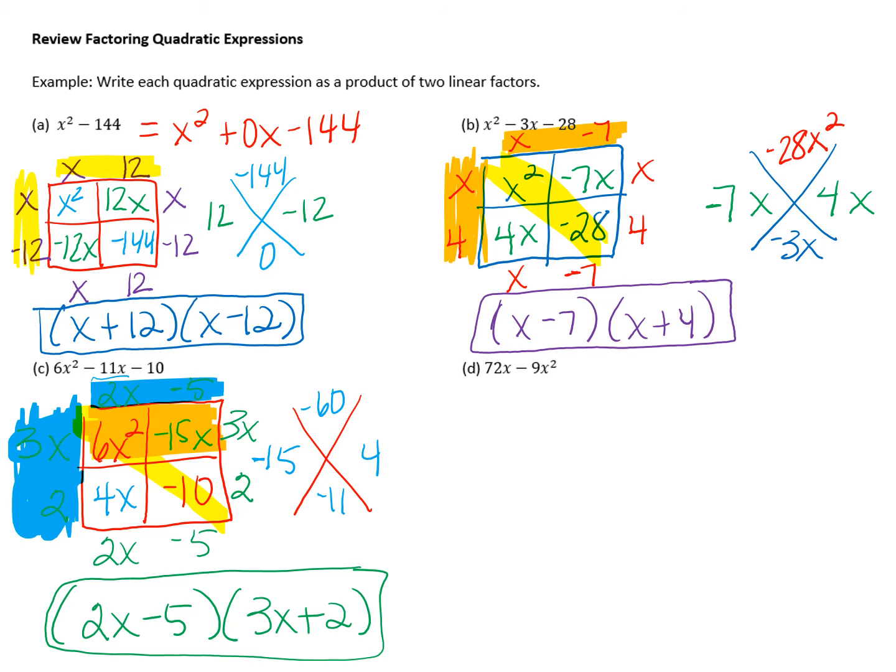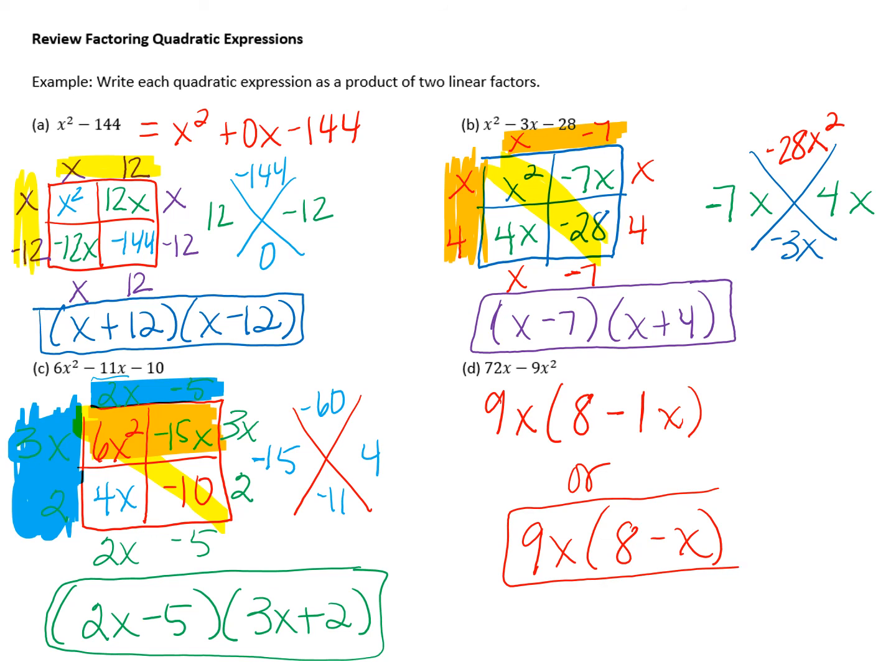And then when I look at the 72 and 9, I believe both of those are divisible by 9. So we're going to factor out that GCF, which would be a 9x. And then 9 goes into 72 8 times. We've already taken out the x. And then a negative 9 divided by 9 would just be a negative 1. So you can put the 1 if you would like, and then an x. Or again, if you prefer, you can just write 9x times 8 minus x. Typically, that's how you would see it on a standardized test.